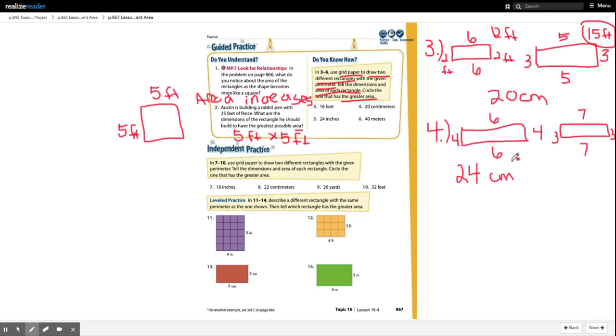And if you want to be very specific and fancy, you can put a little square there. That means you're multiplying. 3 times 7 is going to give us 21 centimeters squared. So out of the two of these, which one has the greater area? You're right, 24. How do you feel about that so far?